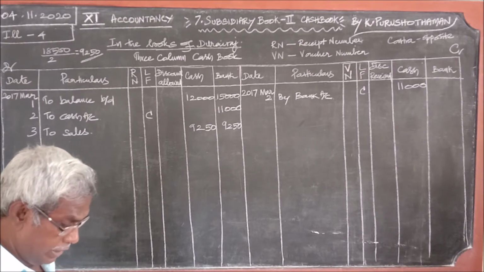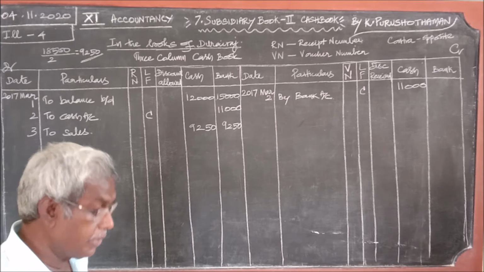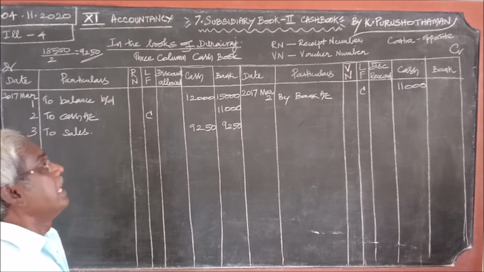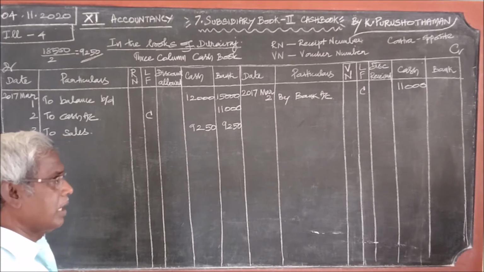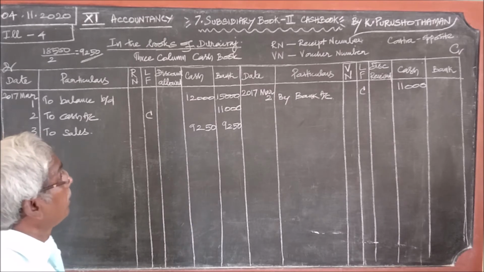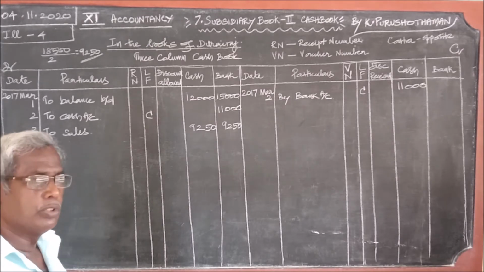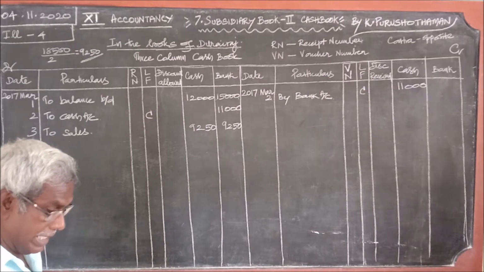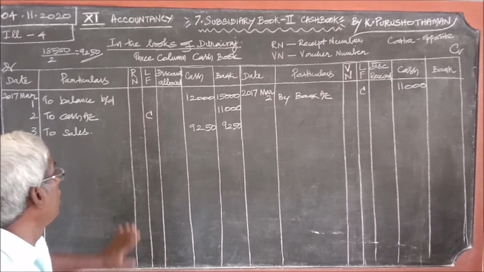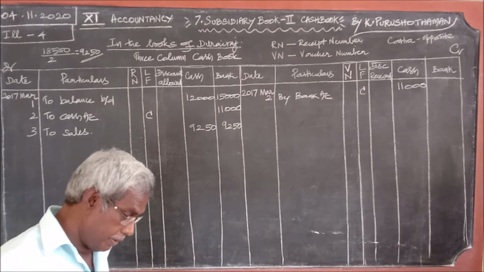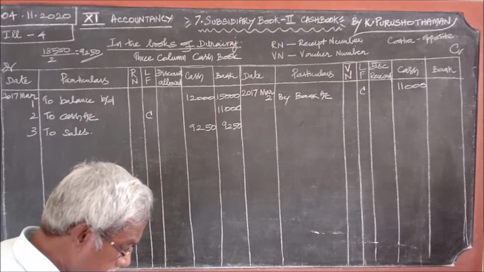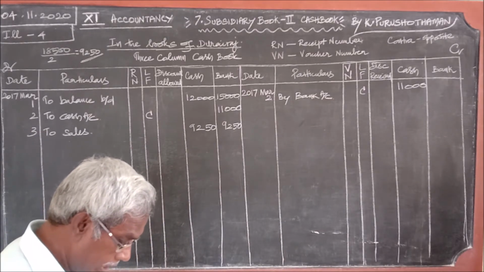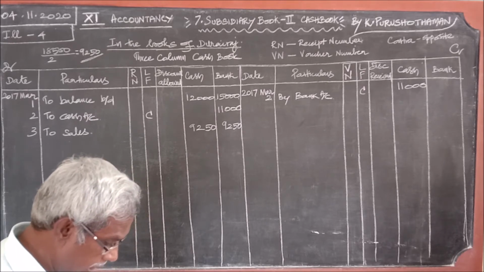Sold on credit to Jayaraj for rupees 7,000. Is there any place for credit transactions in the cash book? No. Goods sold on credit, clearly it is given, therefore no entry for this. Okay, leave it. Then Jayaraj sent a check in full settlement.